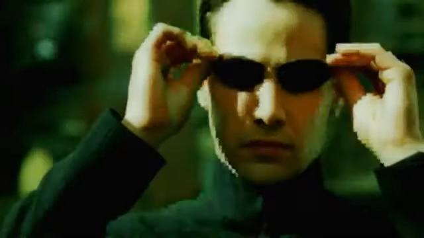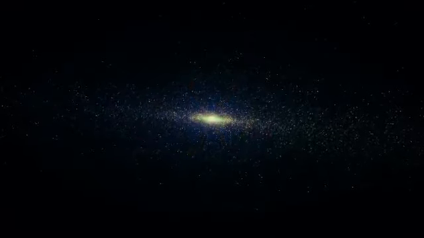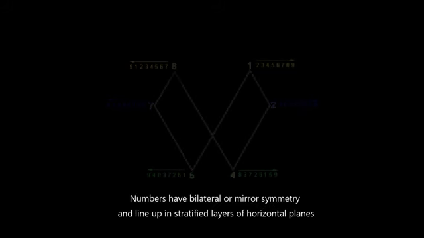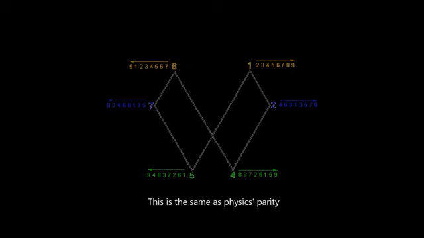The perfect number patterns are actually created by this spirit energy. Without spirit, the universe would become destitute and void. Spirit flow is the source of all movements, as well as the source of the non-decaying spin of the electron. Numbers have temporal, spatial, and volumetric qualities. For example, physics is the base 10 number system. In other words, numbers have bilateral or mirror symmetry and line up in stratified layers of horizontal planes. This is the same as physics parity.